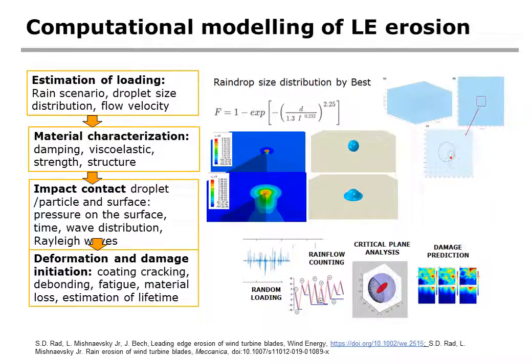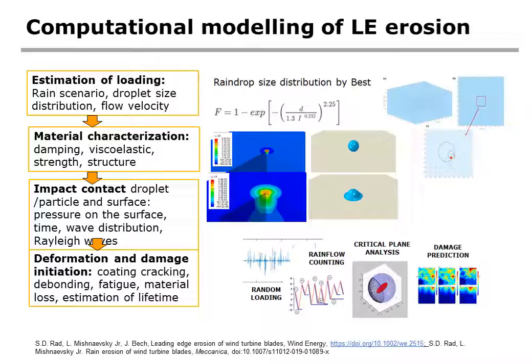Further, a computational model of leading-edge erosion has been developed. A computational model of wind turbine blade erosion typically includes several steps: rain scenario, droplet size distribution, single drop impact model, wave propagation and damage initiation analysis, and fatigue model. At DTU Wind, a computational model of a rain droplet hitting the blade surface was developed, based on the smooth particle hydrodynamics method.